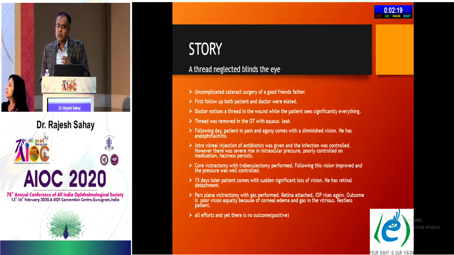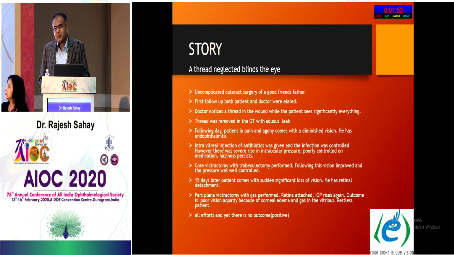We decided, okay, we'll do a vitrectomy, and if possible, we'll do a trabeculectomy at the same time. So we convinced ourselves and the patient at the same time, and we took this patient to the OT. We did a core vitrectomy, in fact a full vitrectomy, and a trabeculectomy. Pressure came down, patient improved. Patient was very happy in the next follow-up. His vision had improved significantly, and he was much more comfortable.